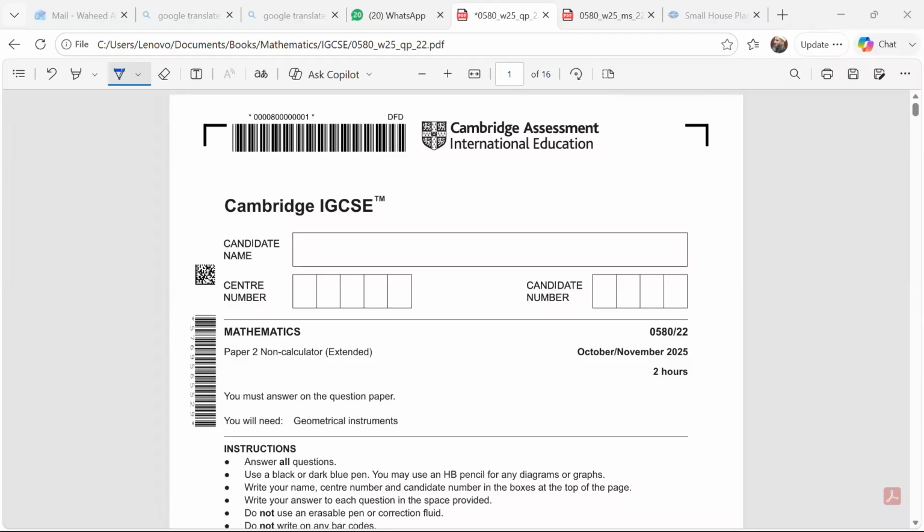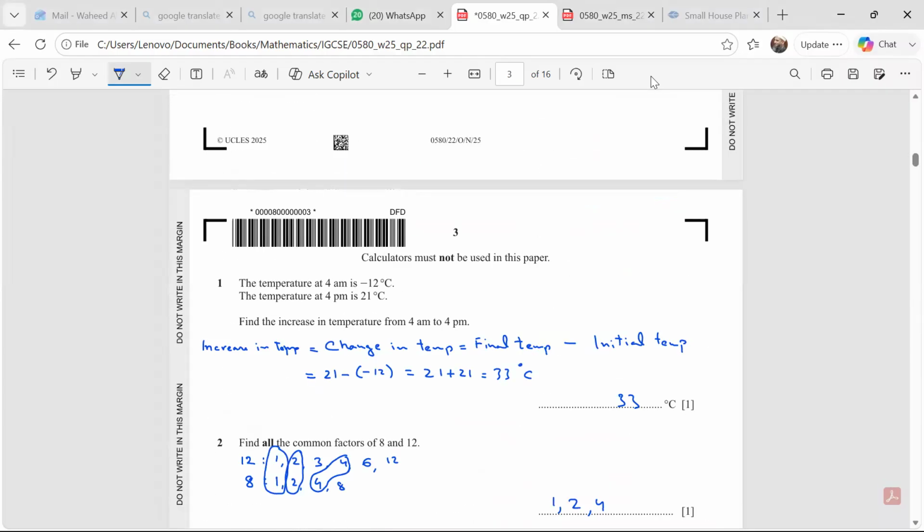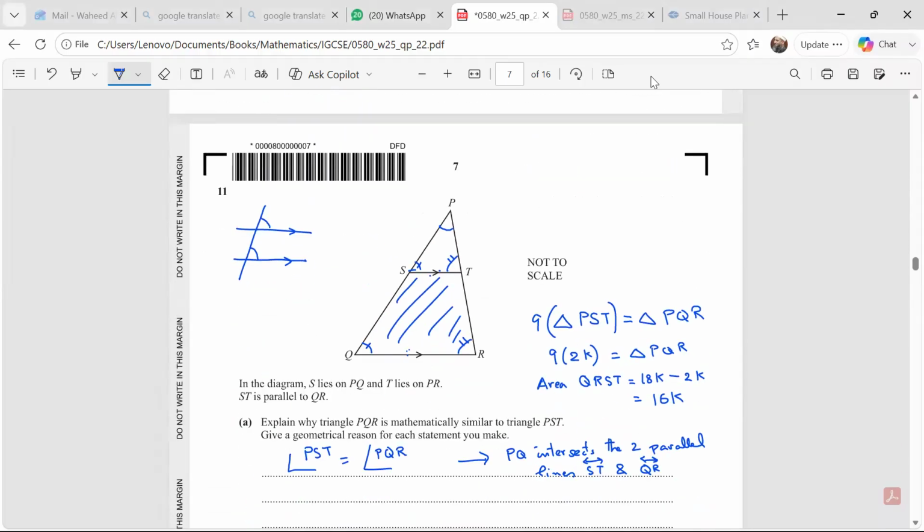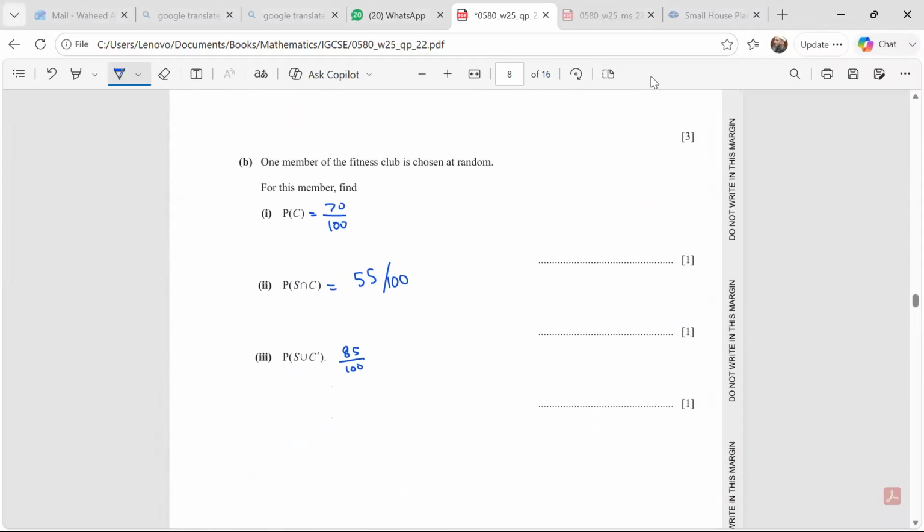That is probably this past paper. So right now I have Mathematics Paper 2 Technical Extended, from October November 2020. We have already done, I believe, 12 questions. We will be doing question number 13 and onward.